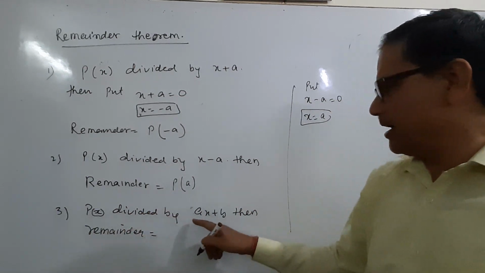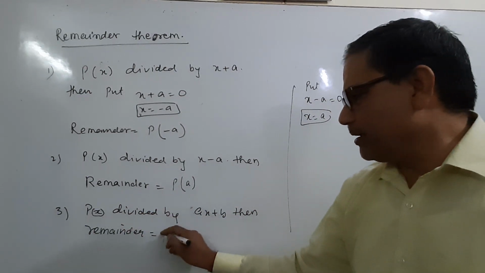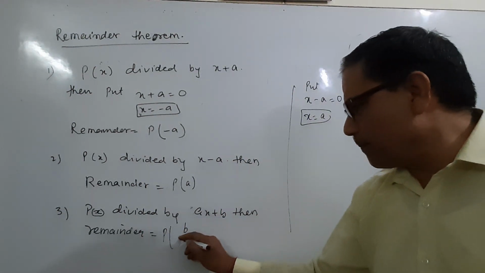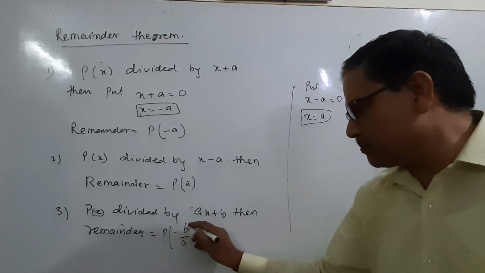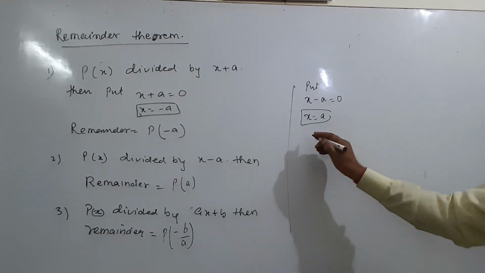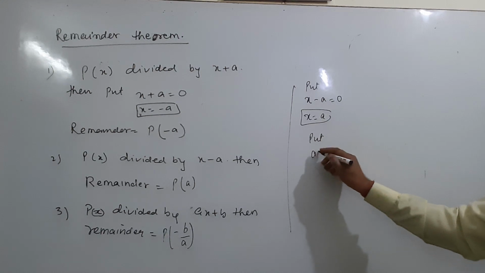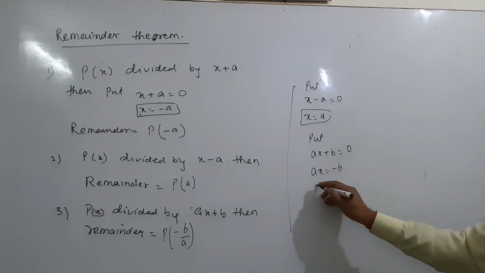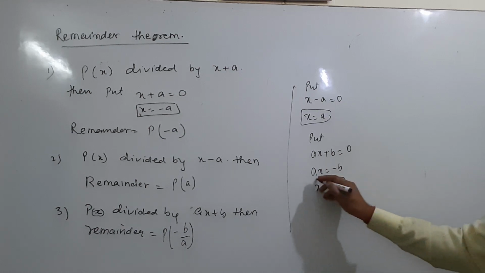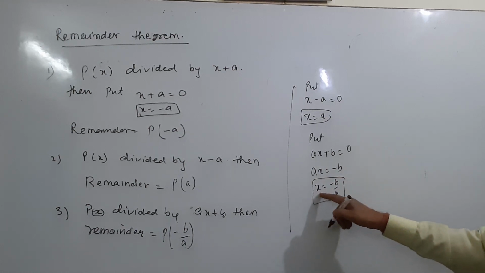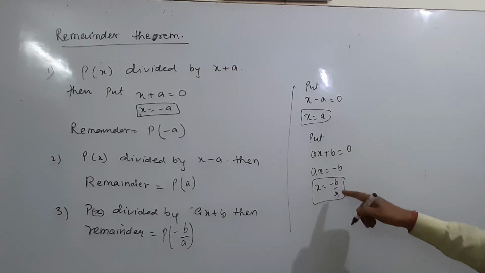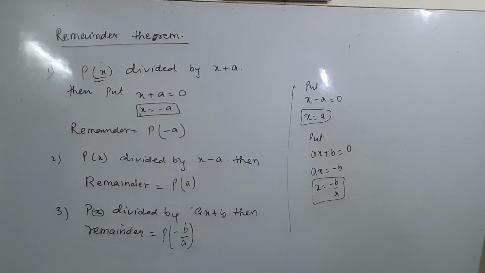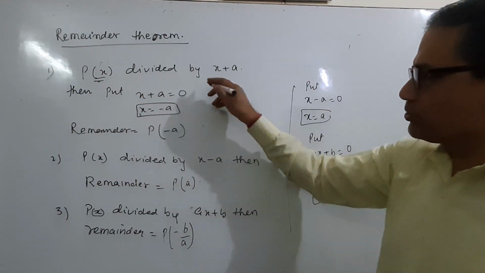Second, if p(x) is divided by ax plus b, then the remainder is p of minus b upon a. Here b upon a is the constant, a is the coefficient of x, and this is minus. How? Again you can check: put ax plus b equal to 0, ax equal to minus b, x equal to minus b upon a. It means we will put the value of x, which is minus b upon a, in p(x). It is the remainder. You have to check in a proper way.